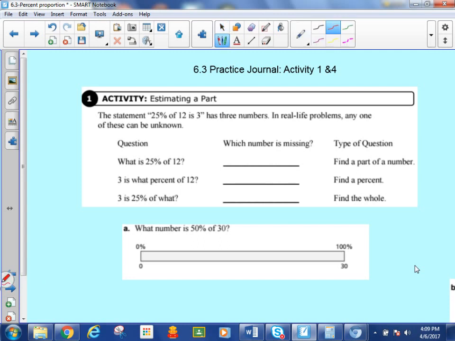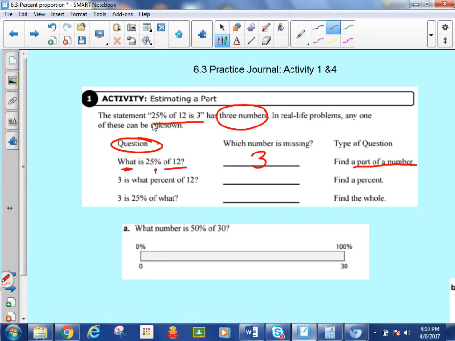So in the statement, 25% of 12 is 3. There are 3 parts, and any of these can be unknown. So in these questions, it's asking what number or part is missing. So what is 25% of 12? This "of" tells me that it's the whole. I have a percent here, which means this is find the part. So my number that is missing is 3, because this is my part.